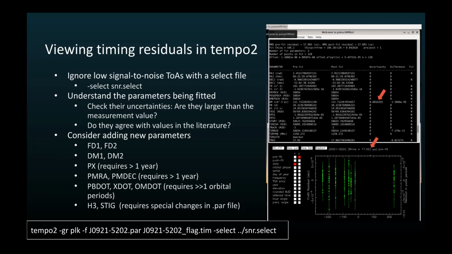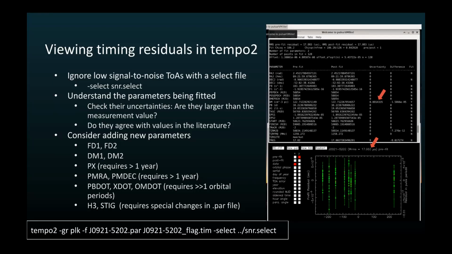When you first plot it, you'll note that the weighted RMS is 17 microseconds. And in this table, anything that has an uncertainty is being fitted, right? So in this case, it's only the dispersion measure variations, and that's the only one being fitted, which is why it's the only one that we have an uncertainty for.